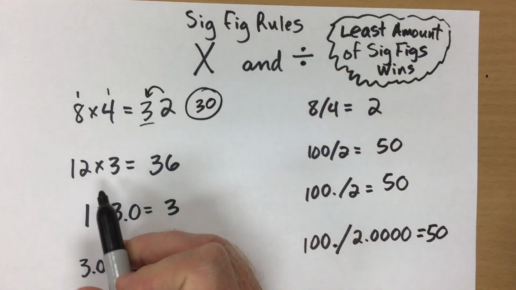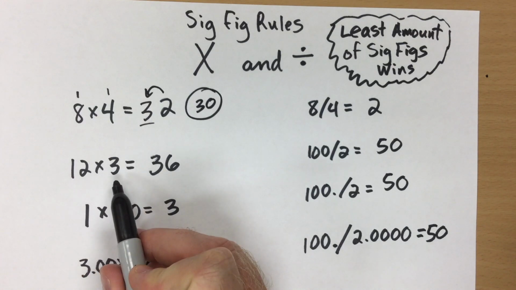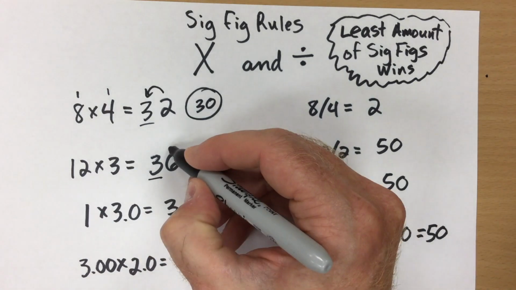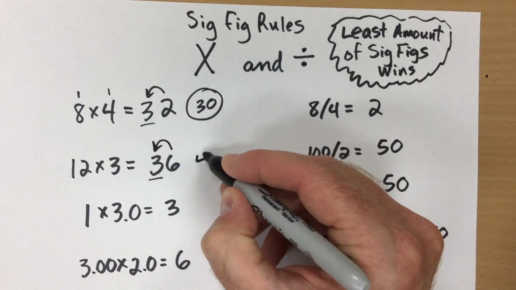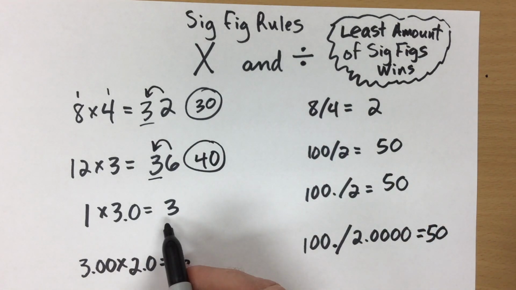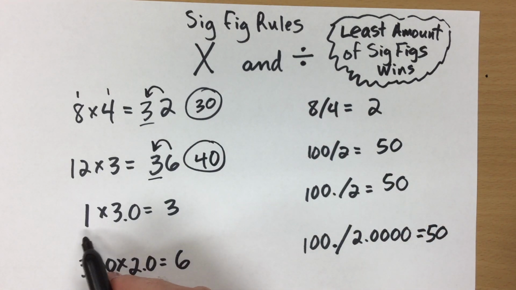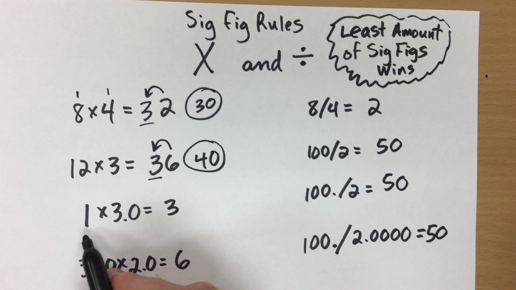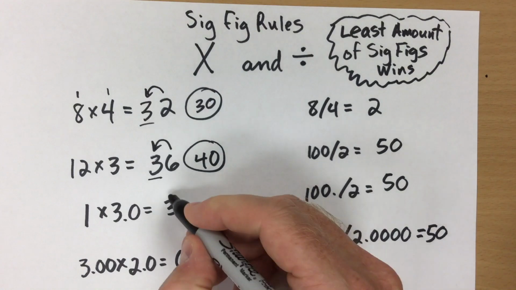If I look at this one here, 2 sig figs, 1 sig fig. Which one has the least amount? 3 does. It only has 1 sig fig, so I can only keep this value, which means that this is going to round it up, and this turns into 40, which has 1 sig fig. 1 times 3 gives me 3. This has 1 sig fig. That has 2 sig figs. Well, 1 sig fig wins. That's the least amount, so I get the number 3. I don't have to change it at all.